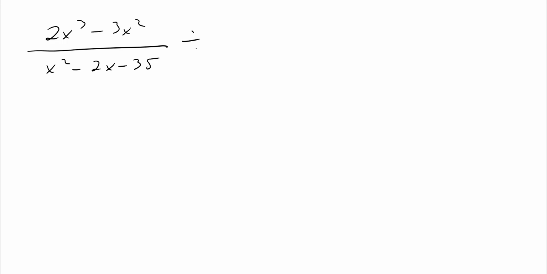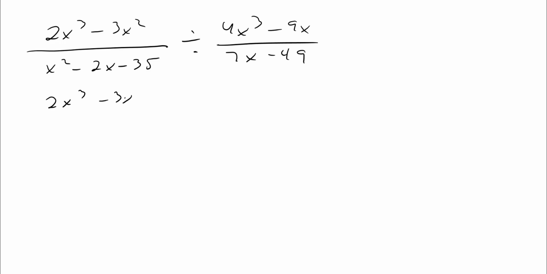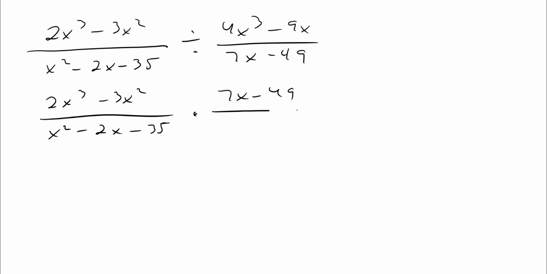So we're going to do 2x cubed minus 3x squared over x squared minus 2x minus 35 divided by 4x cubed minus 9x over 7x minus 49. This is probably the worst problem I could possibly give you, but it's not that big of a deal. So first I'm going to flip it. So I'm going to write it as 2x cubed minus 3x squared over x squared minus 2x minus 35 times 7x minus 49 over 4x cubed minus 9x.